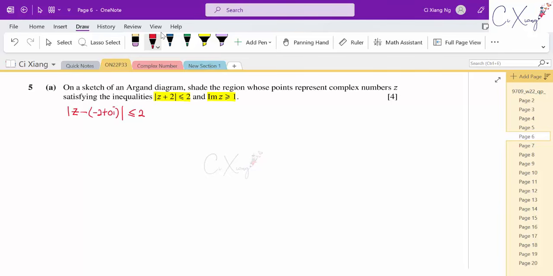And after we rephrase it like this, basically you know that it is a circle with the center negative 2, 0, and then the radius is 2. And then for this one, imaginary part of z greater equals to 1. Imaginary part of z basically means y also. So you're having y greater equals to 1. So now we start to sketch these two inequality here.